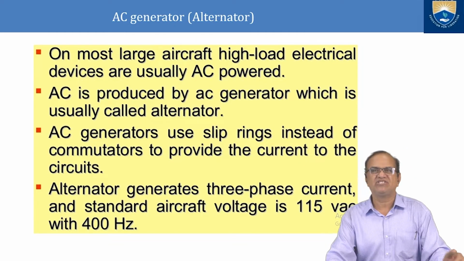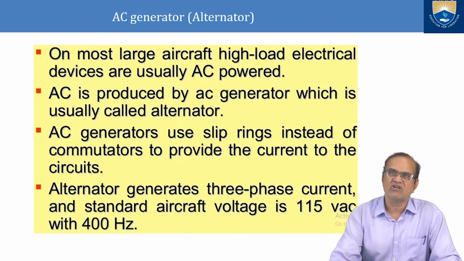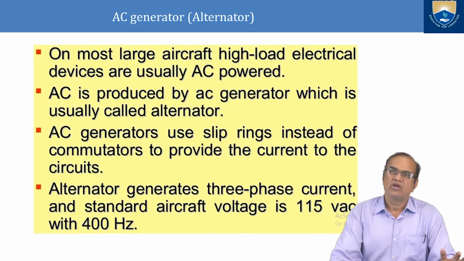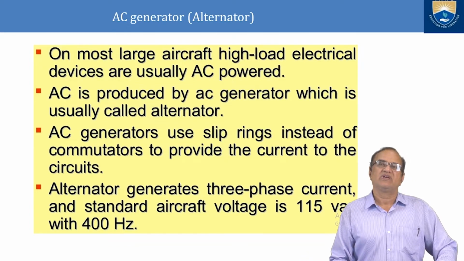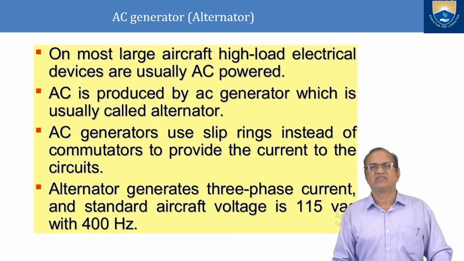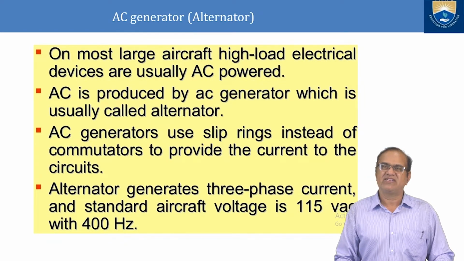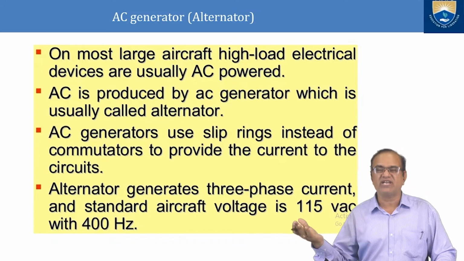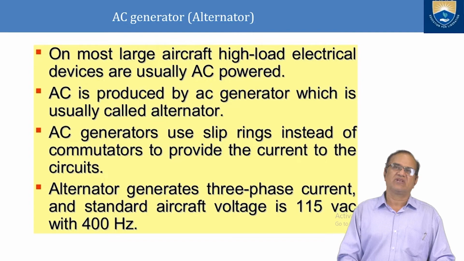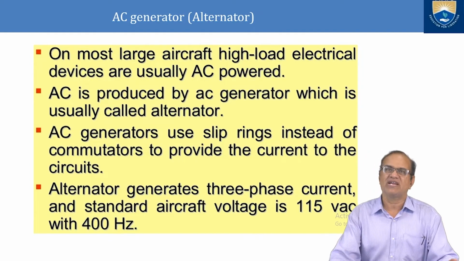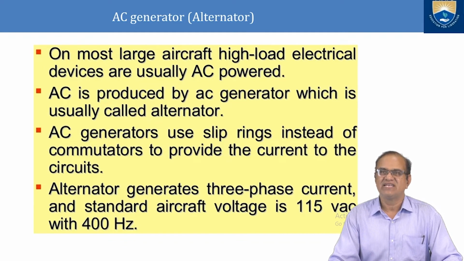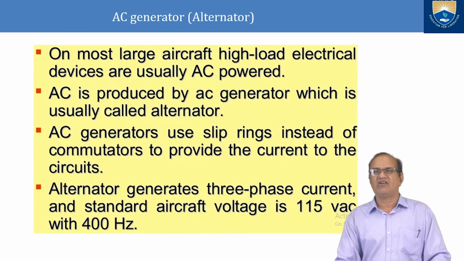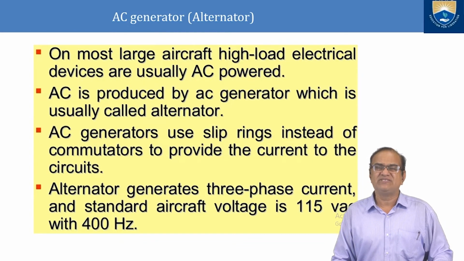Now I will talk about the AC generator. These AC generators are also called the alternators. So just now I told that most of the aircraft have the AC generator only. Alternators produce the AC current. This AC current can be converted into DC as and when we require. On most large aircraft, high load electrical devices are usually AC powered. AC is produced by an AC generator, which is usually called an alternator. So this AC generator is also called the alternator.